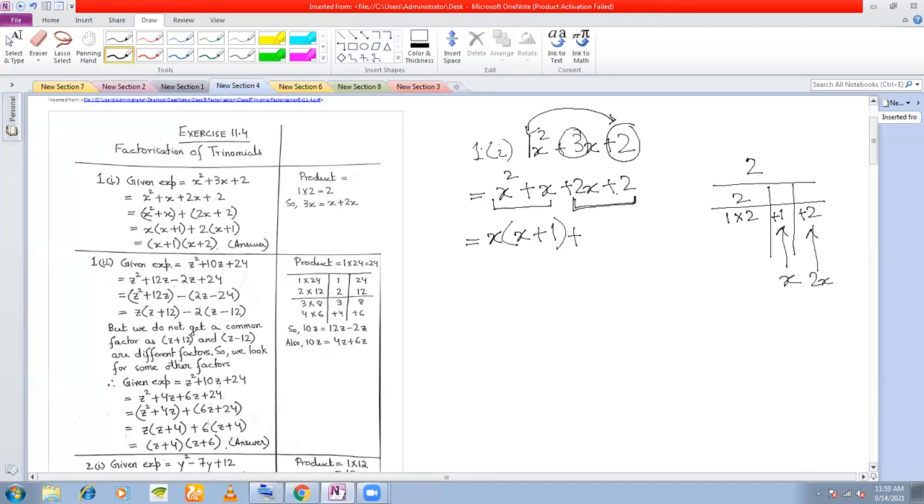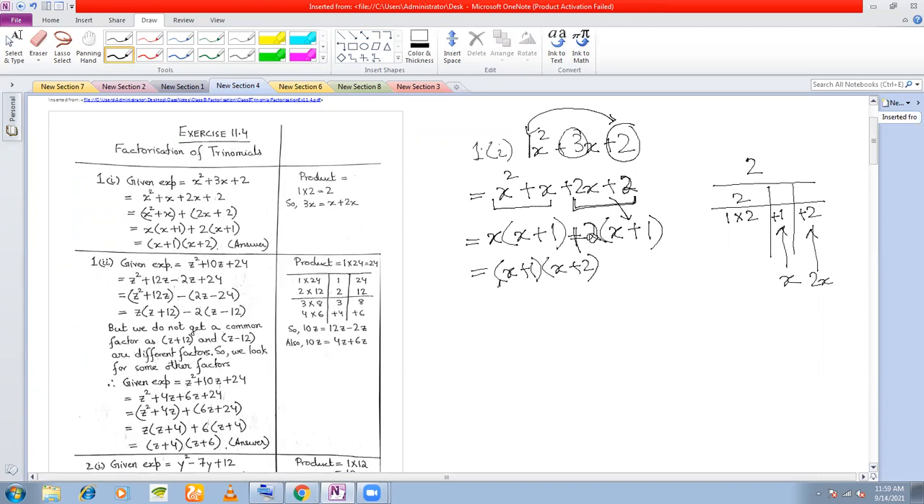Plus HCF of 2x and 2 is simply 2. After taking out 2 from 2x, what are you left with? You're only left with x plus, because you have a plus sign, no need to change the sign here, the sign will remain the same. And this is 2. Because you have taken out this 2, if you divide this 2 by 2, you get 1. Okay, x plus 1 into x plus 2. So you have factorized this.